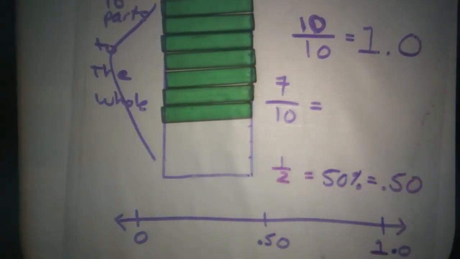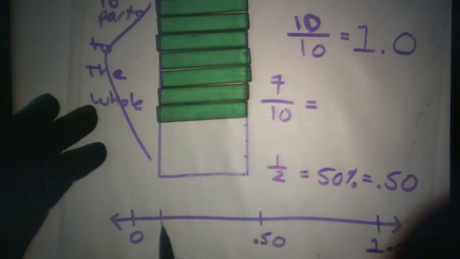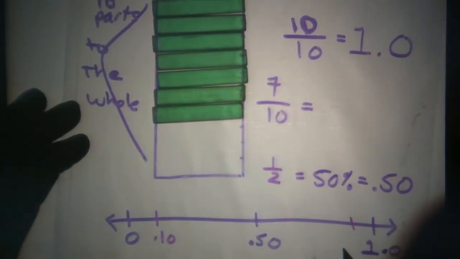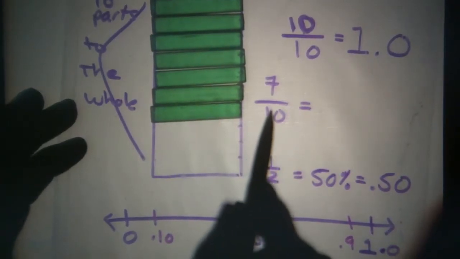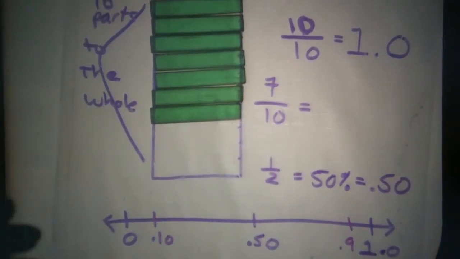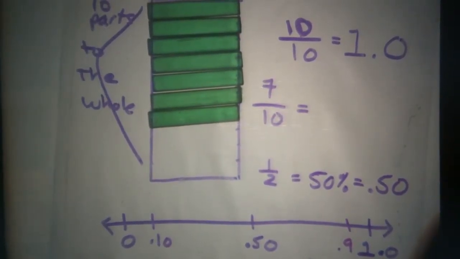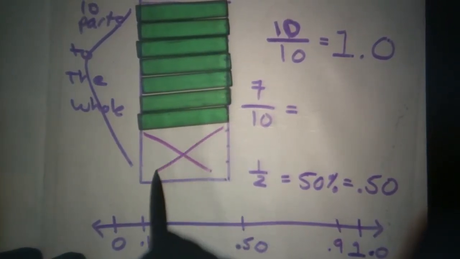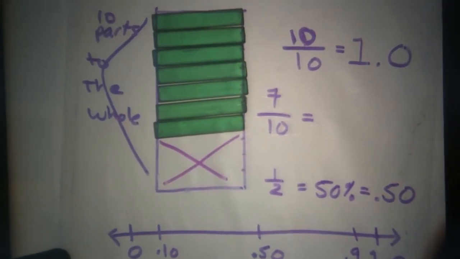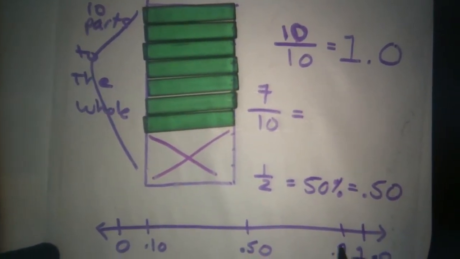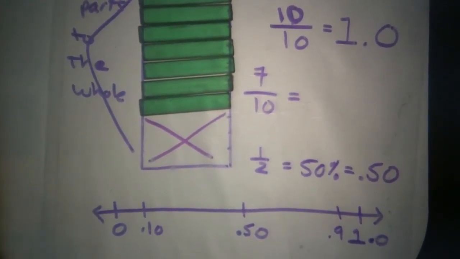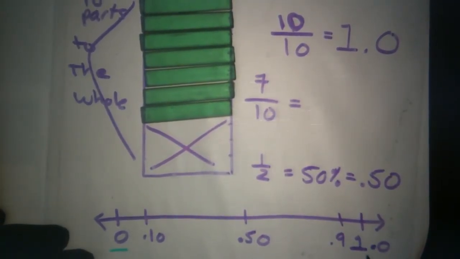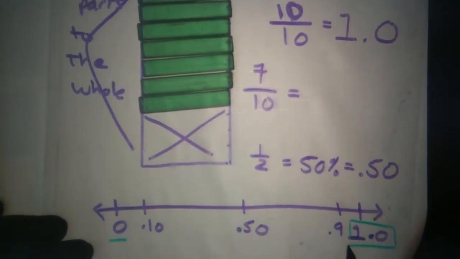But if we're looking at this in parts, if we're saying this is all in parts of 10, then we would have to think this is 7/10. I have 7 pieces out of 10, 7/10. I don't have a whole anymore. I'm missing 3 parts of my whole. Where would that land on my number line? Is it closer to 0 or is it closer to 1 whole?